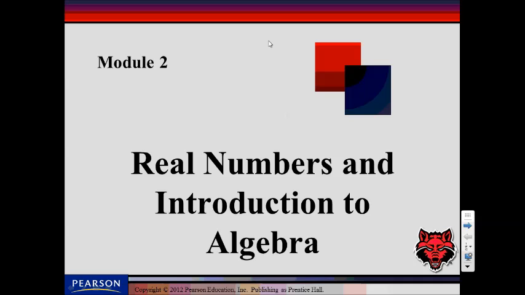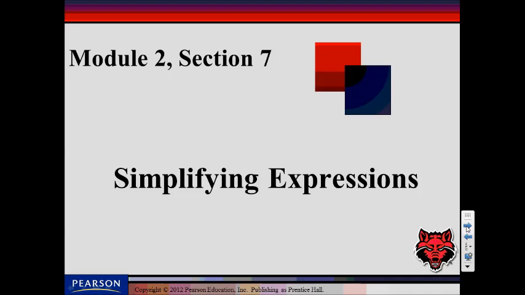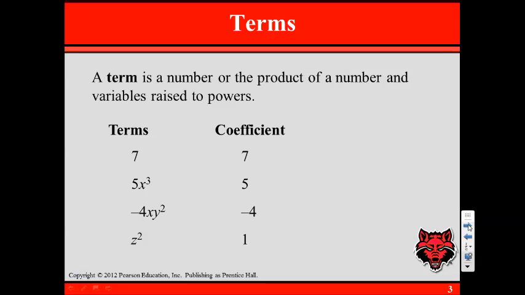In Module 2, Section 7, the last section of Module 2, we will discuss simplifying expressions. Before we can work problems where we are simplifying expressions, we have to define two terms, the word term and the word coefficient. A term in mathematics is a number or the product of a number and variables raised to powers. So we have four examples on the left side of terms.